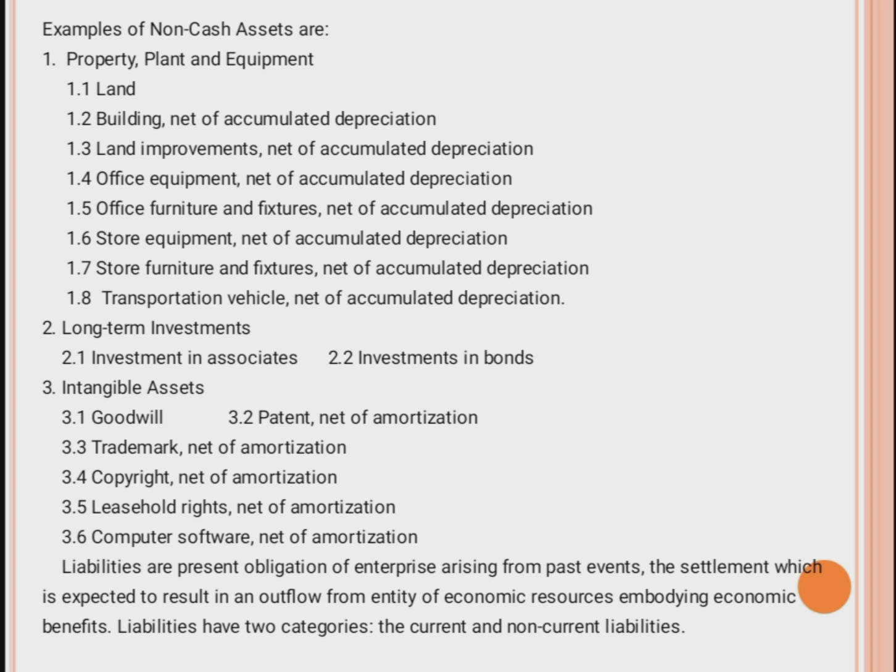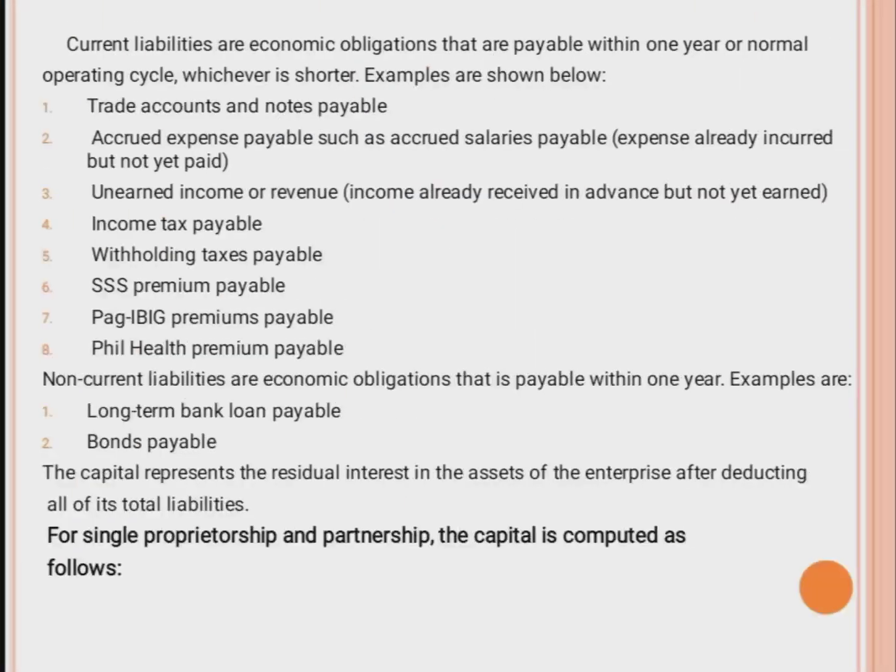Liabilities are present obligations of the enterprise arising from past events, the settlement of which is expected to result in an outflow from the entity of economic resources embodying economic benefits. Liabilities have two categories, the current and non-current liabilities. Current liabilities are economic obligations that are payable within 1 year or normal operating cycle, whichever is shorter. Examples are shown below.